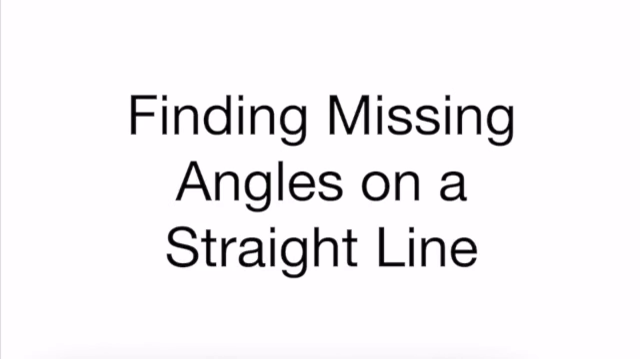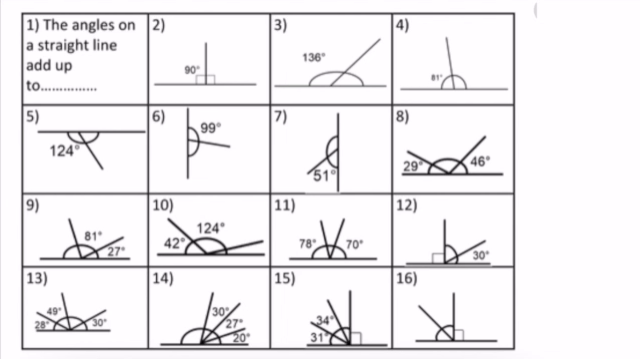Finding missing angles on a straight line. You've just seen a video in which it was explained that the angle on a straight line is always 180 degrees. So let's look at this first box here. It says the angles on a straight line add up to, so I'm going to put in there 180, and then that little circle there means that that is 180 degrees.